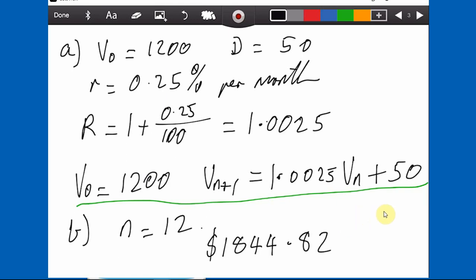All right, so of course, that's not the only way that you can work these things out. You can do these things on the financial solver as well. So let's do an example now where we're using the financial solver.